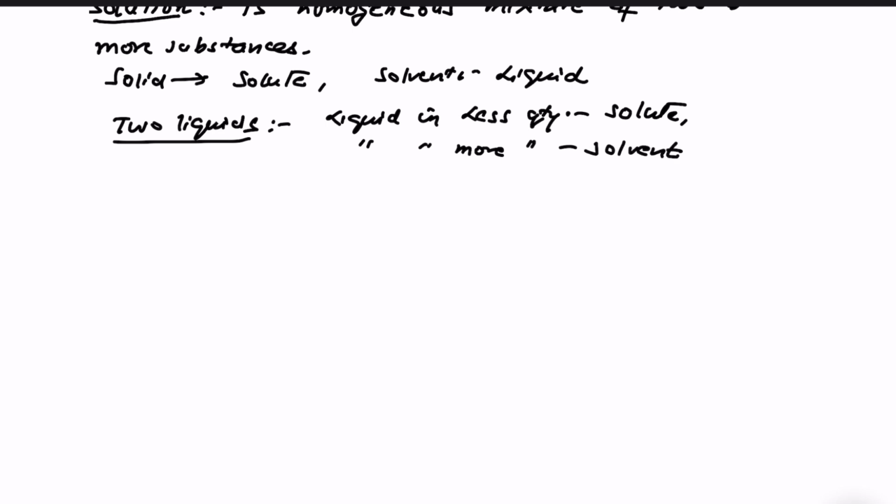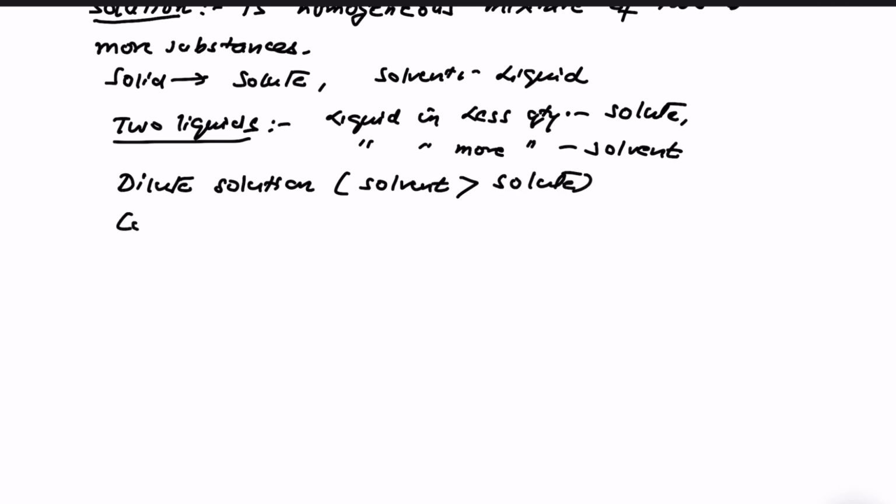So solutions are of two types. One is known as dilute solution, the other is known as concentrated solution. If the quantity of solvent is quite high as compared to the solute, that is known as a dilute solution. And if the quantity of solute is more, then that will be known as the concentrated solution.